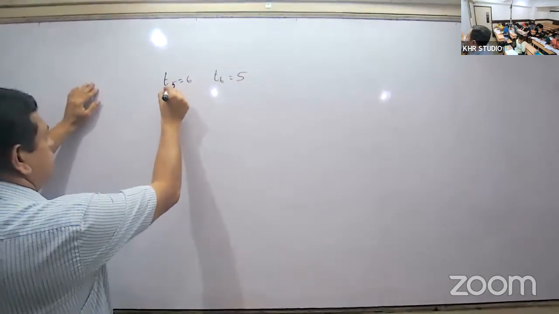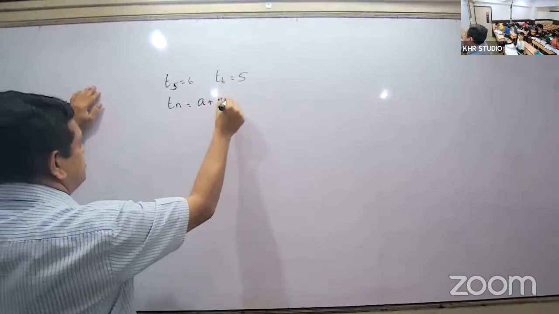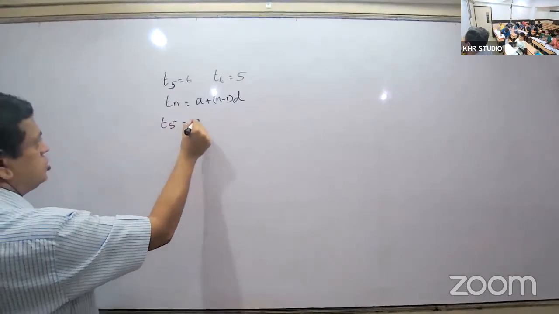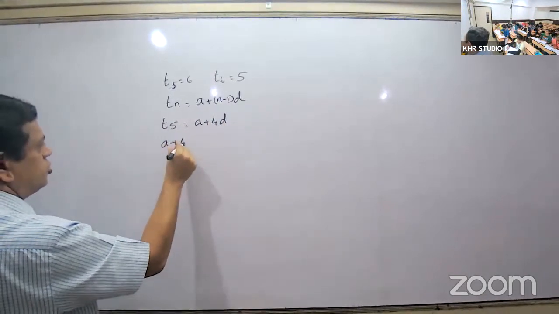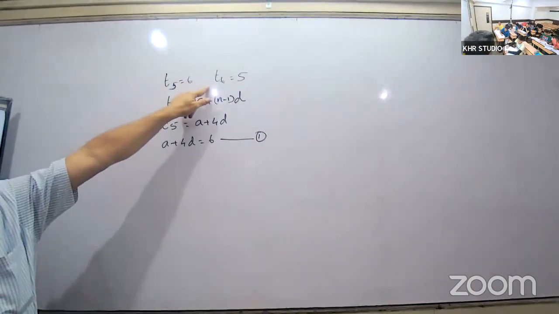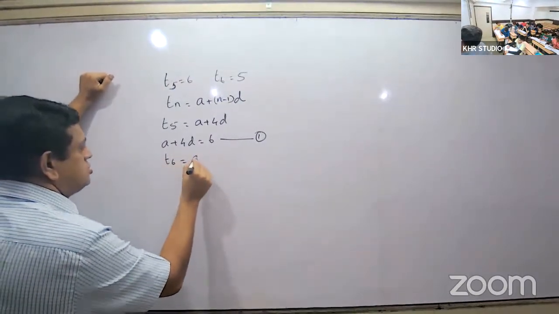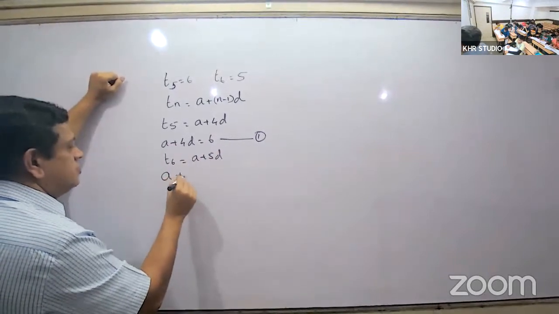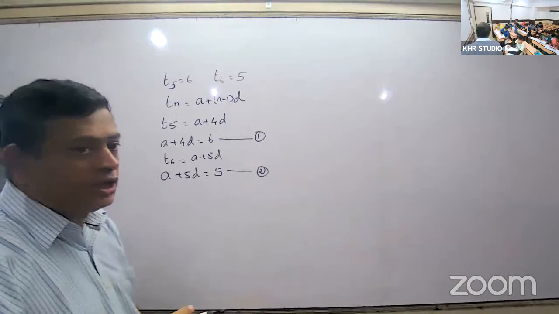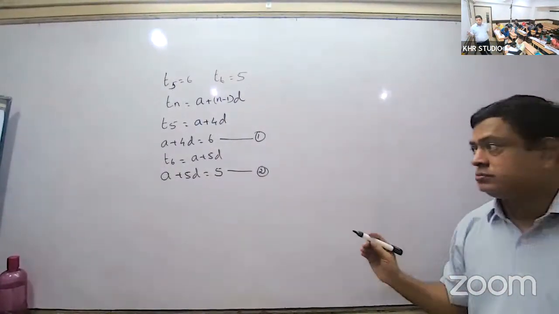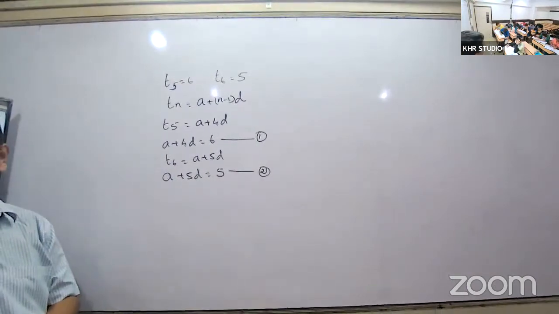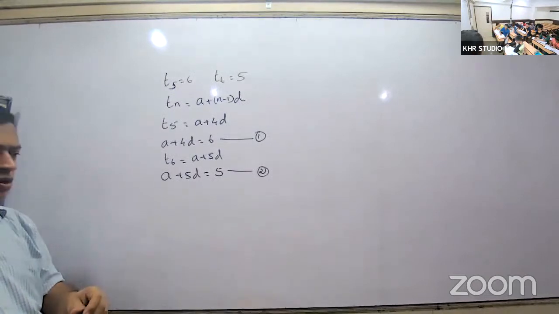Now, first you write the formula. Tn is equal to A plus n minus 1 times D. Therefore T5 is equal to A plus 4D, so A plus 4D is equal to 6. Condition 1. And T6 is equal to A plus 5D, therefore A plus 5D is equal to 5. Second condition. Solve these two simultaneous equations, find A and D. All of you know how to solve simultaneous equations? Get the value of A and D.